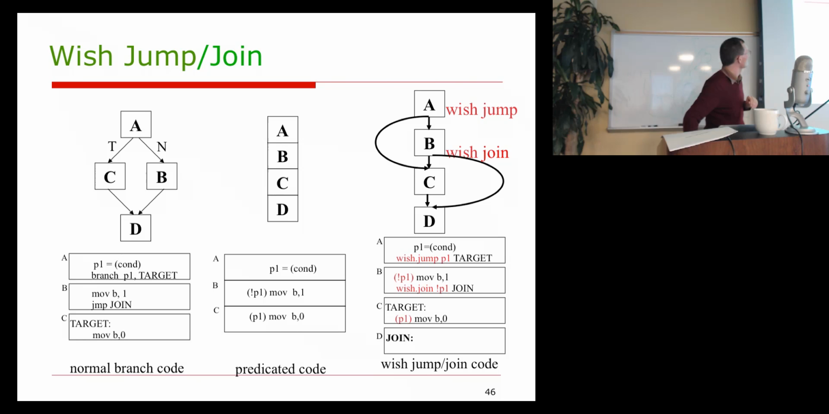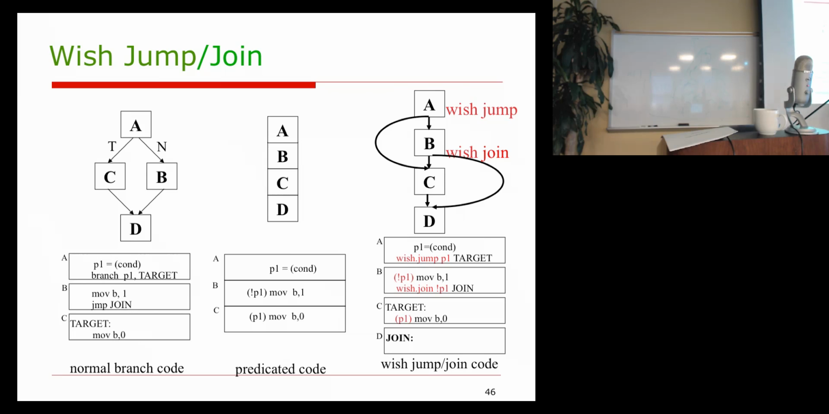So how does this look? Basically, this is normal branch code, this is predicated code as we've shown, and this is the wish branch code, if you will. It's bigger than both, unfortunately. But now you have both predication as well as branches in it.